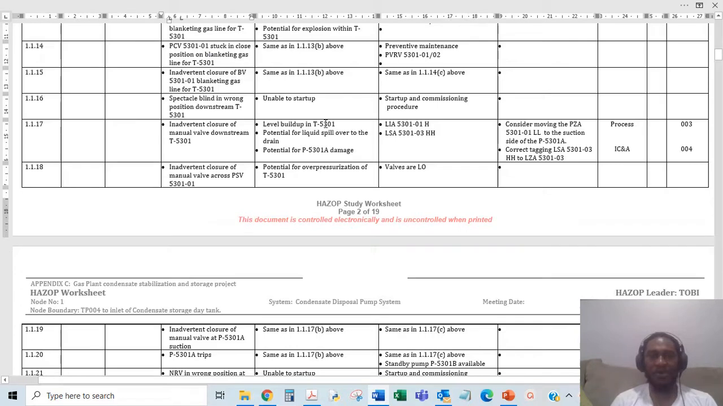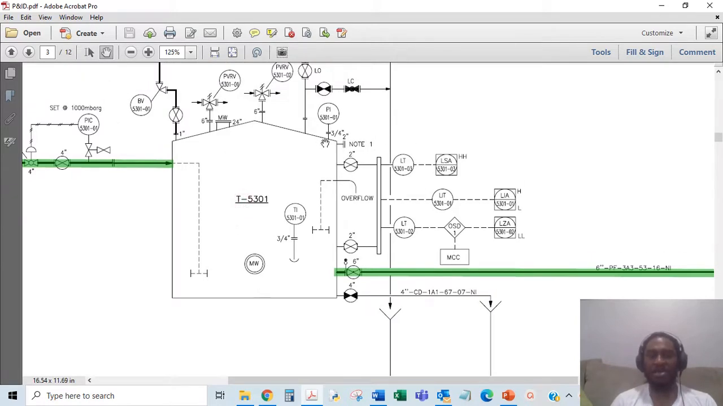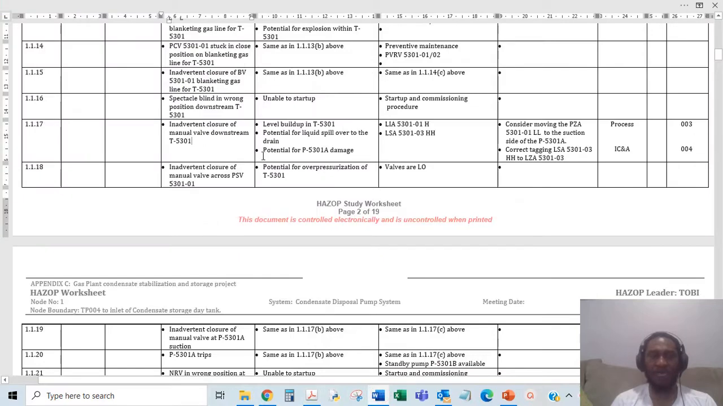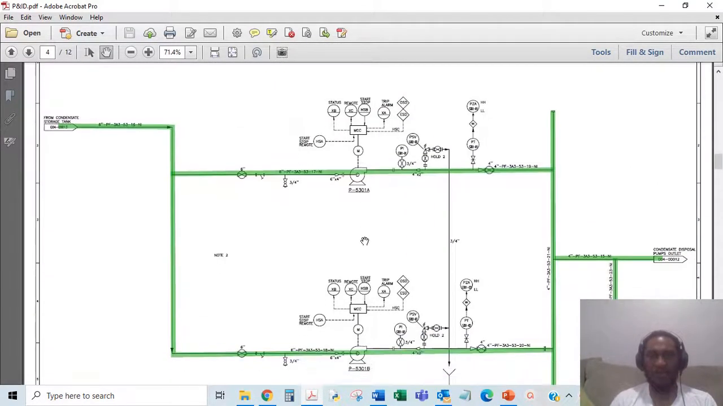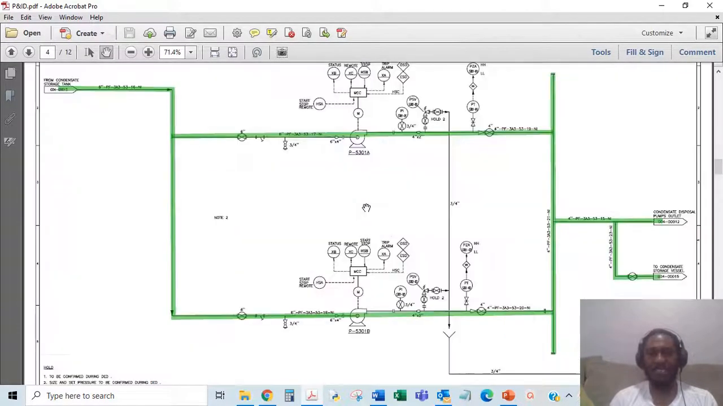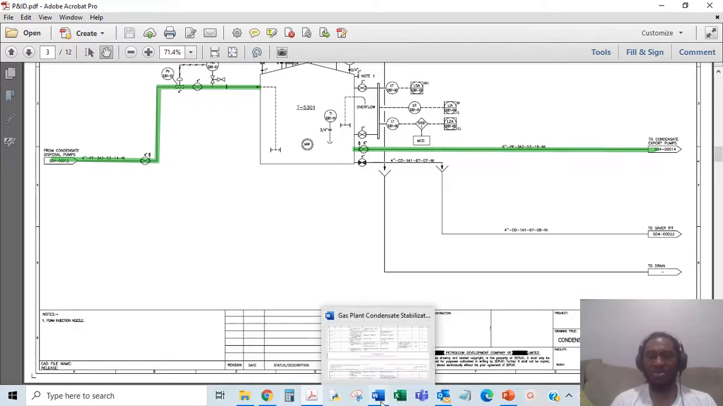Level buildup in T5301, yes, we have that. Potential for liquid spillover to the drain, that's from the tank. So this is for overflow. You have liquid building up in here, and liquid condensate going to the drain. You don't want that. And then potential for P5301A damage, which is the pump further downstream. Just as I explained earlier, you could cavitate this pump if it's not getting any flow. If this is closed, the pumps downstream in the next page would not get any flow. So you want to make sure this is open during operations.